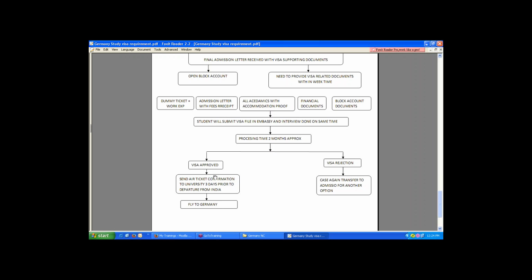Mainly there are two intakes for Germany, September and February, March. In September, the university will provide all the course options for their international students. In the February or March intake, very few programs are available in Germany. Living expense of Germany is 700 to 800 euros per month, including hostel accommodation, food, lodging, travel, mobile, etc.